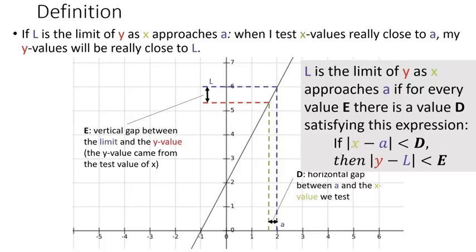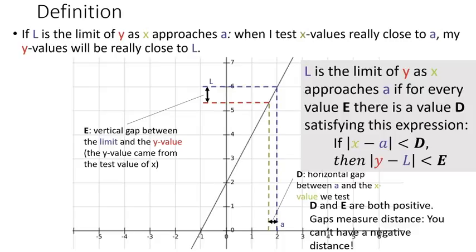Here's the formal statement. L is the limit of my function y as x approaches a if for every value epsilon there is a value delta satisfying this expression. We're going to explain this expression in just 1 second. One thing to note is that delta and epsilon are gaps which measure distance, and since distance can't be negative, these variables can never be negative. They're always positive.